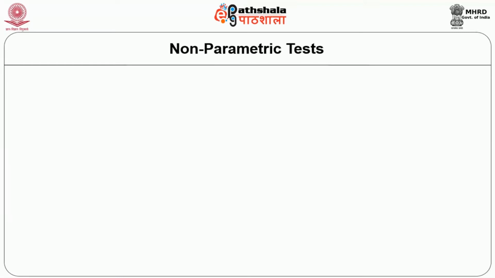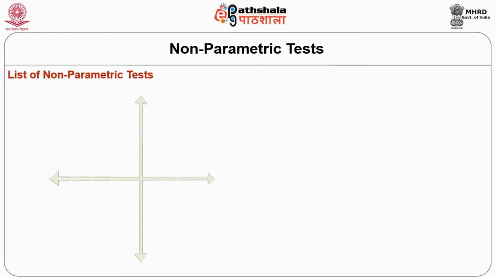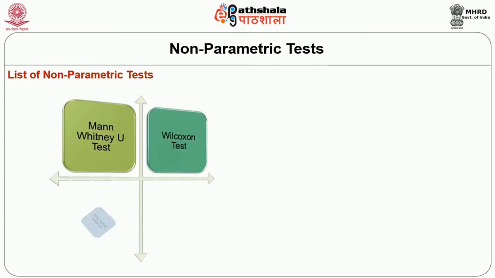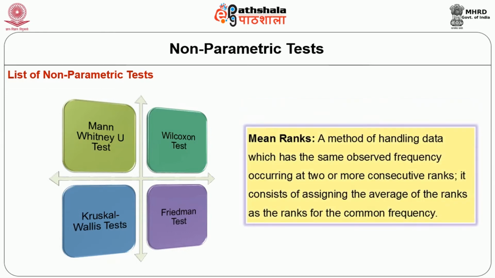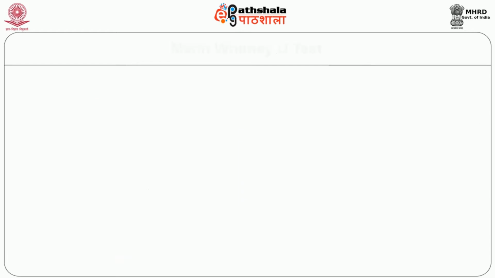Now, let us move on to the non-parametric tests, which are the topic of this module. The list of non-parametric tests discussed in this session are the Mann-Whitney U test, Wilcoxon test, Kruskal-Wallis test and Friedman test. Talking about mean ranks, it is a method of handling data which has the same observed frequency occurring at two or more consecutive ranks, and it consists of assigning the average of the ranks as the rank for the common frequency. The first test we are going to see is the Mann-Whitney U test.